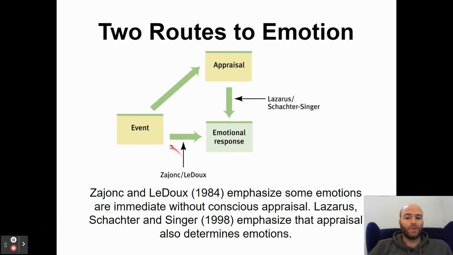So James-Lange and Ledoux would say an event happens and we have an emotional response in some situations without thinking. Whereas Lazarus and Schachter-Singer would say there's an event, we interpret, we think about the situation, we appraise our environment, and then we have an emotional response. Okay, so those are the two different trains of thought in terms of cognition and emotion. So let's go a little deeper into each one.